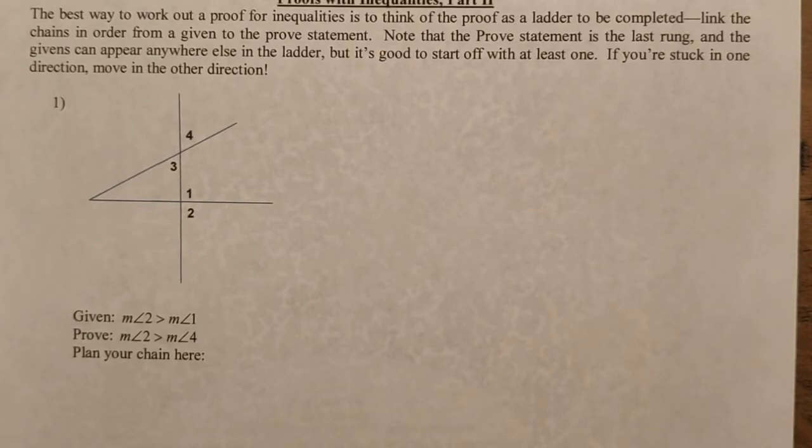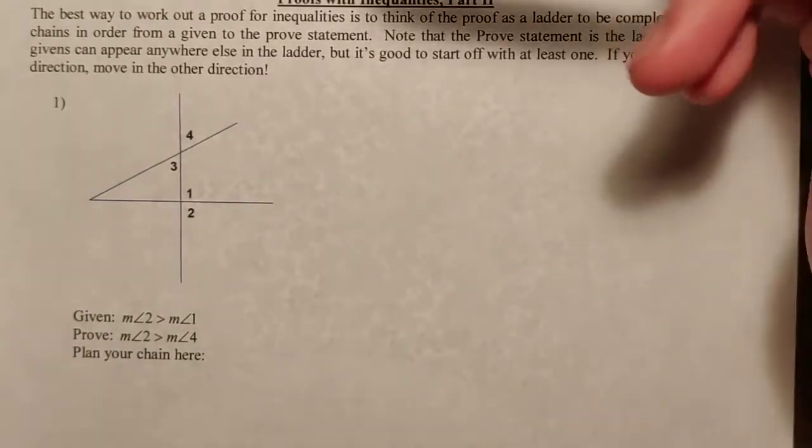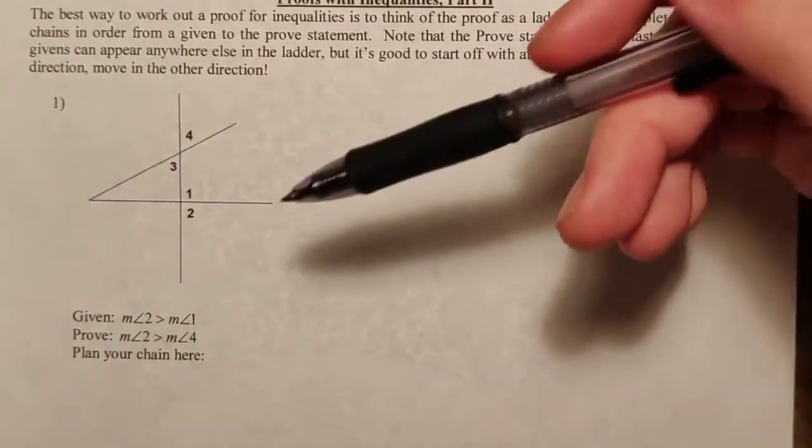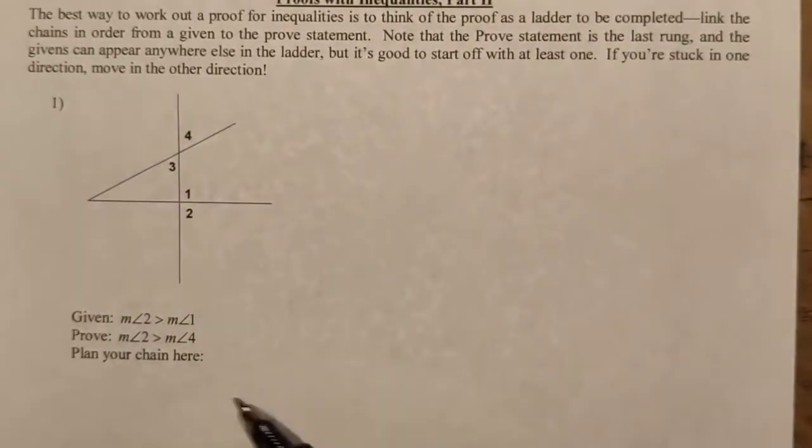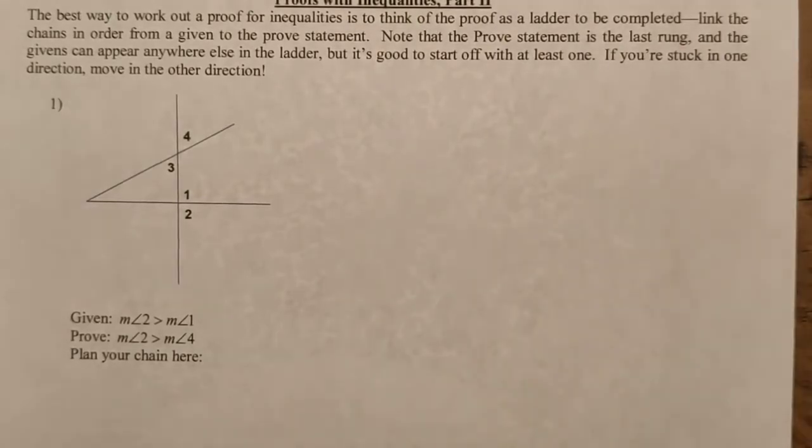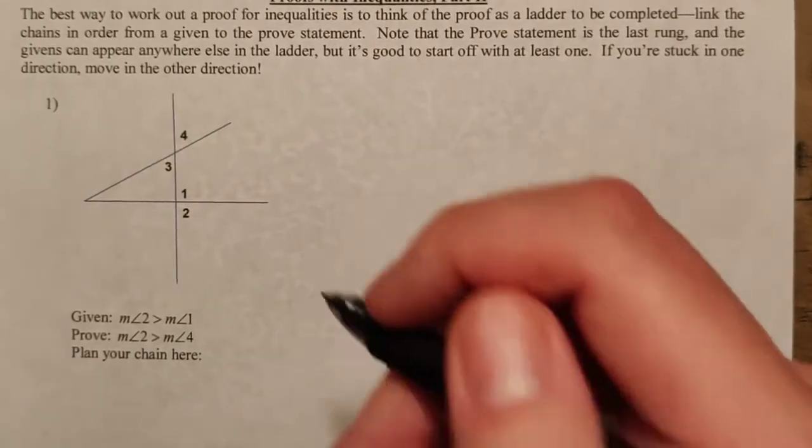The key for this, especially for proofs like these where there are very few steps, is that you might want to think of this as a ladder to be completed. You can link information in order from the givens to a proof statement. So your proof statement is going to be the last step of your ladder, and then you have your given at the start, and then we'll just have the matter of filling in at the beginning.